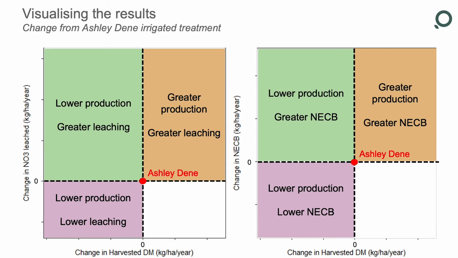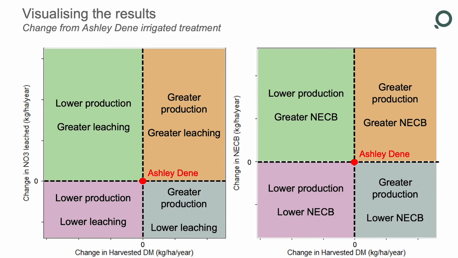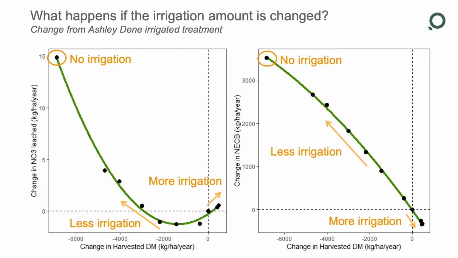In the same way, if there's lower production on the left-hand side, but also lower leaching below that dotted line, or lower net ecosystem carbon balance, it would be in the lower left-hand quadrant. And finally, as you can imagine, if you have greater production and lower net ecosystem carbon balance or lower leaching, it would be in the bottom right-hand quadrant. So, just to give you an example of how that looks. So, what are some of the results?